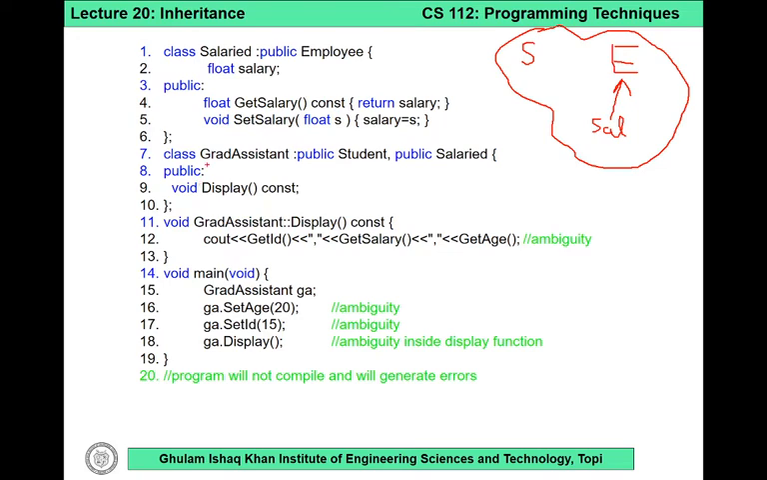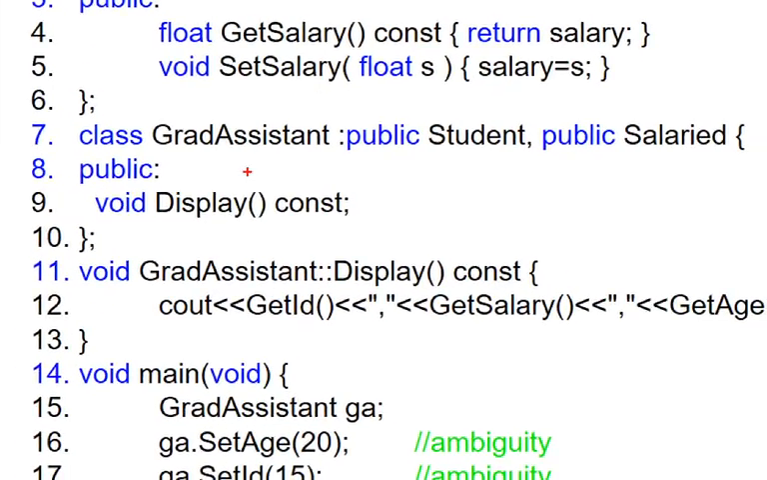Now let us go to the 4th class, which is the graduate assistant class. And this graduate assistant class says that I have two parent classes or two base classes. The first base class is the student class and the other base class is the salaried class, right? And the type of inheritance here is public. Usually most of the time it's public, but you can use private and protected as well.